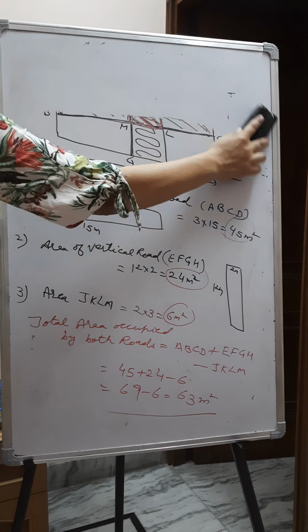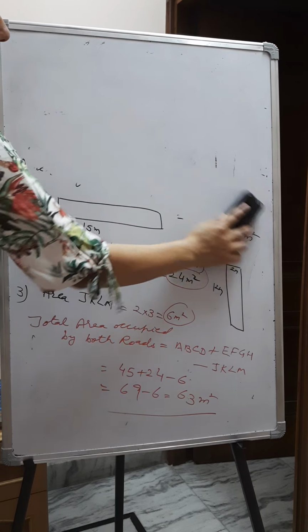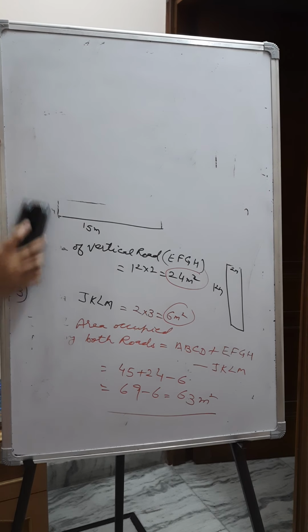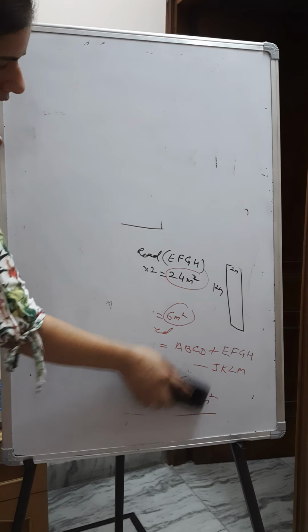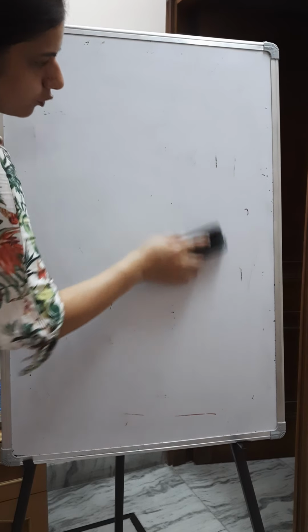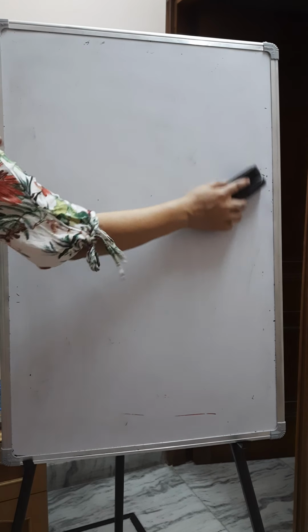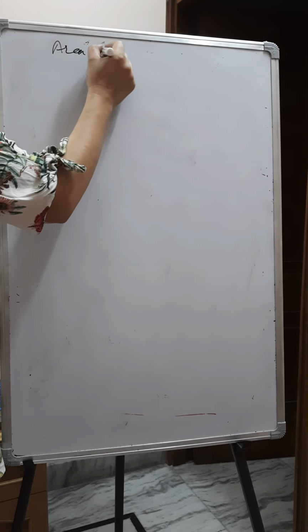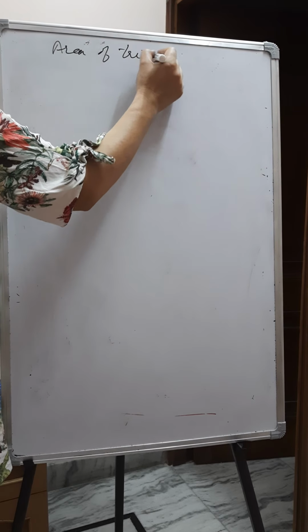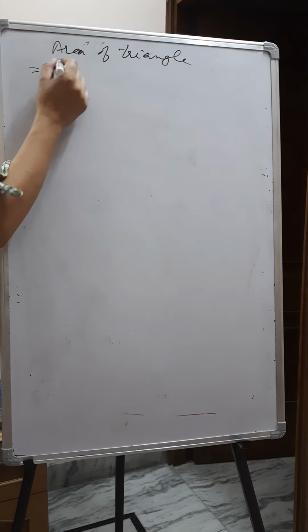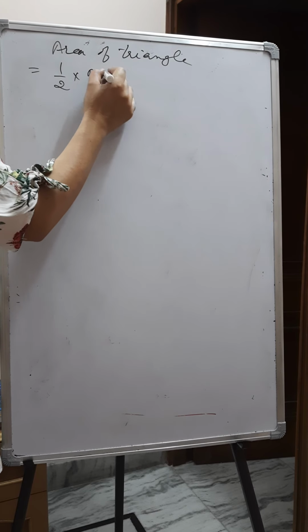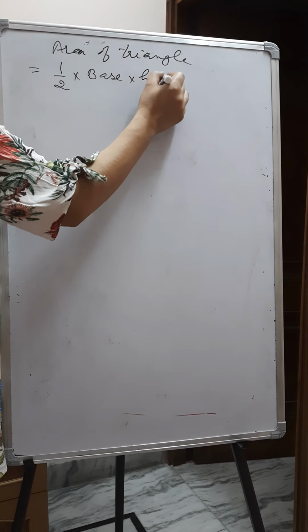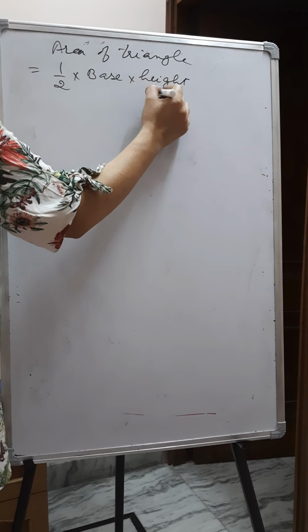Followed. Then the next concept is area of triangle. As you know, you have studied in your previous classes that the area of a triangle is half base into height, or altitude.